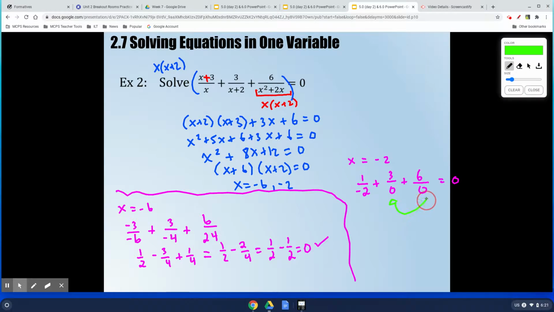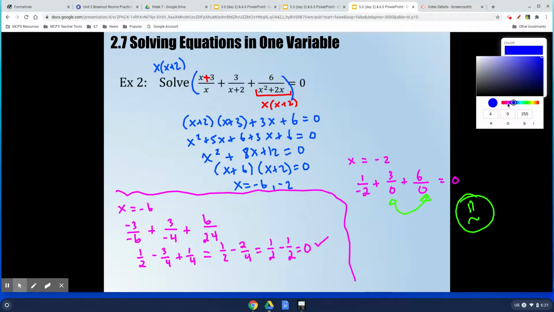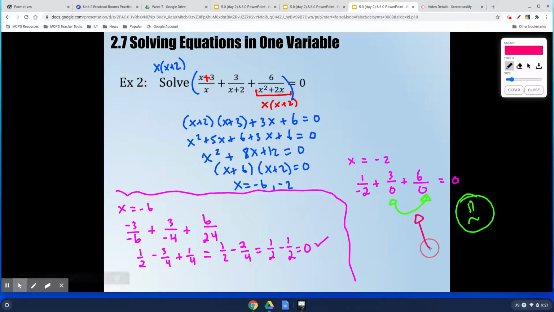Can you divide by 0? No. You can't do that. We've known that for a long time now, right? This is not allowed. No. You can't do this, right? This is not actually a solution, right? That is extraneous. That is not something that actually works for us, right? So our only solution is x equals -6.